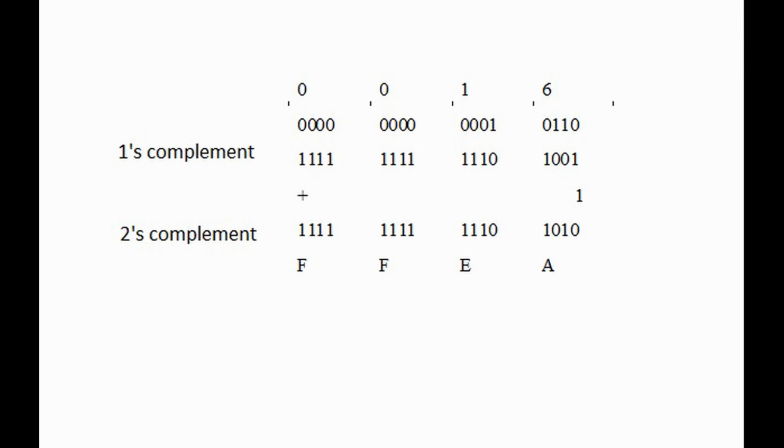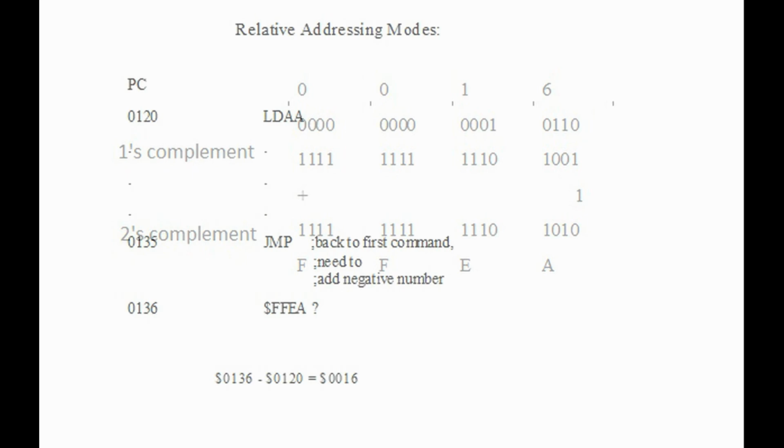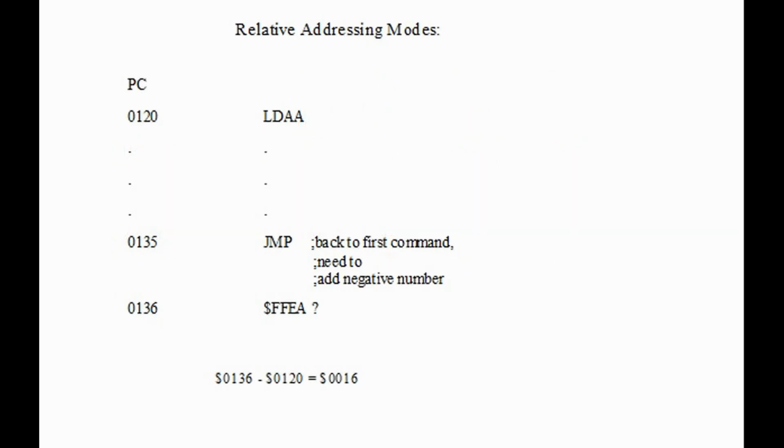Finally, we take the binary number, which we know to be negative, and convert that back to hexadecimal, and the result is FFEA. If we take our hexadecimal number and put it at memory location 0136, then that number will get added to 0136, and the result is the microprocessor will jump back to 0120.